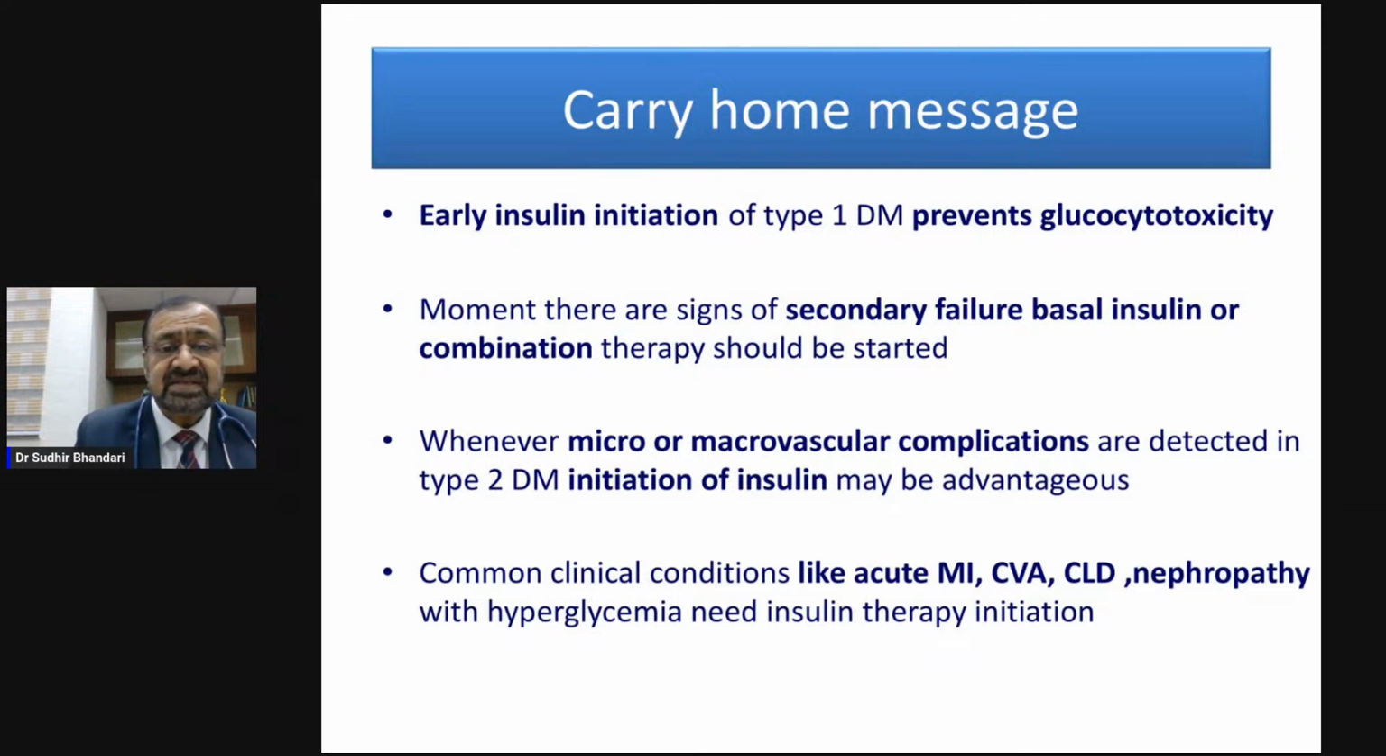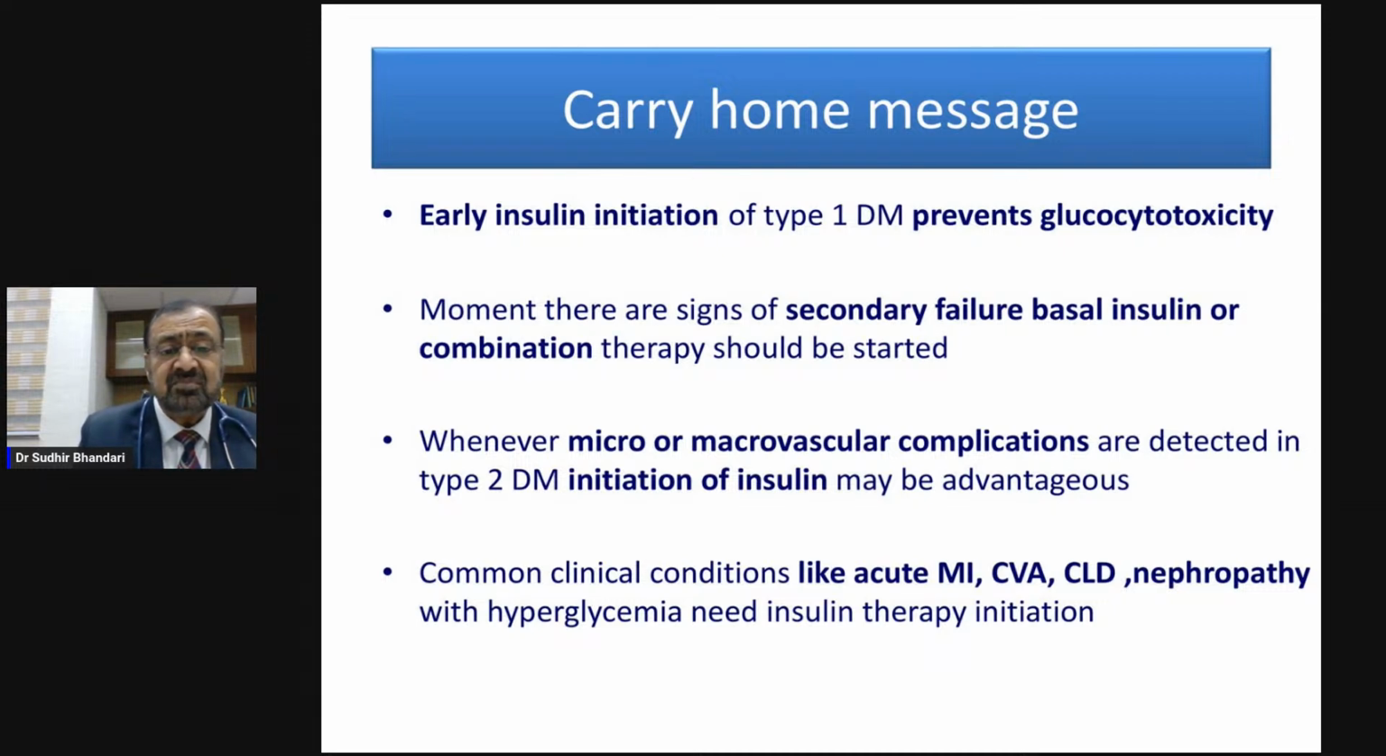Second, the moment there are signs of secondary failure, start basal or combination therapy. Another challenge is to pick up when the patient has developed secondary failure, to pick up the insulin deficiency state, to recognize that in spite of 3 drugs the patient is losing weight, and you need to introduce the basal insulin.